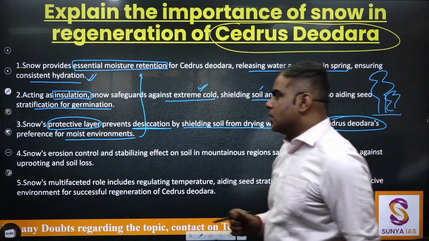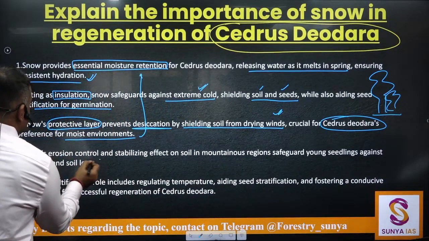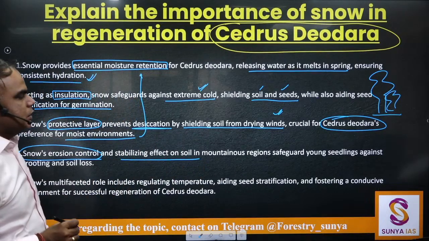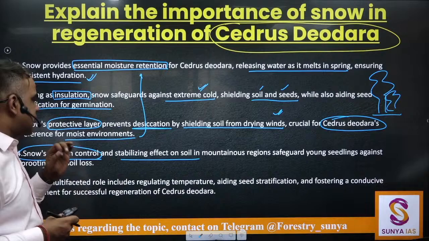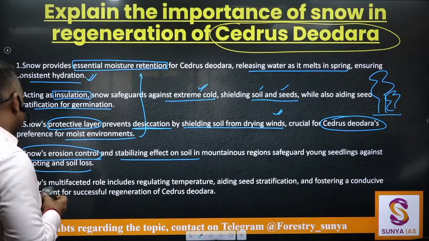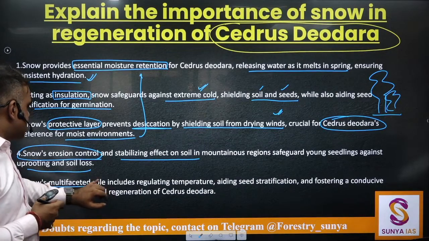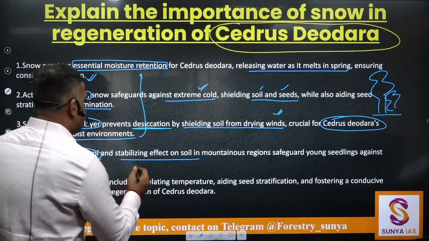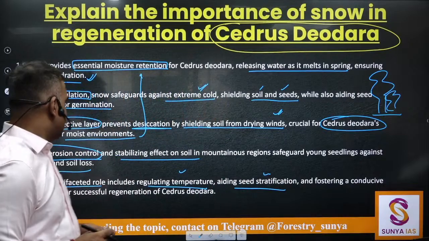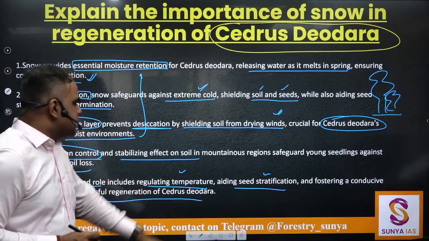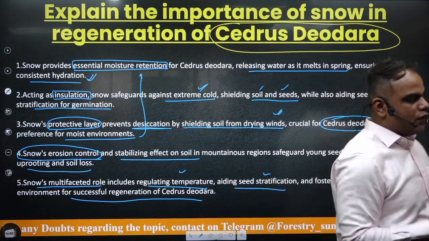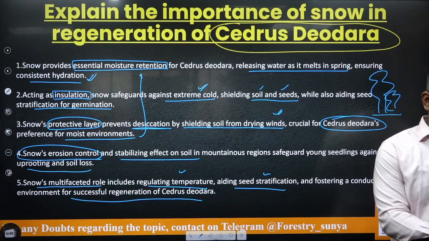Then erosion control. Plus it stabilizes the soil. So this again overall helps you safeguard the seedlings. It also helps prevent against the soil loss, right? So overall what we see, the multifaceted role of snow helps in regulating the temperatures, seed stratification, and ultimately this helps in successful regeneration of Cedrus deodara.